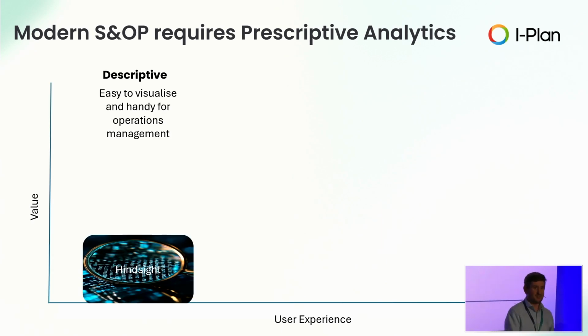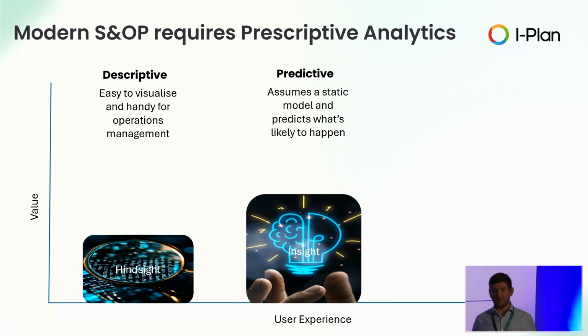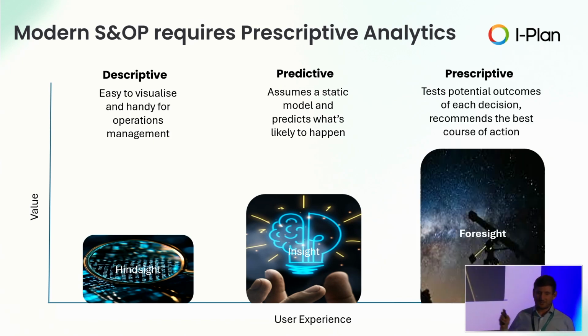Descriptive analytics we're very used to, very useful in operations management, easy to visualize, handy. They tell us what happened, hindsight. Some Excel processes, but certainly many tools out there will help us with predictive analytics. So usually assumes a static model and predicts what's likely to happen. Prescriptive analytics is all about foresight. What are my options? It tests potential outcomes of each decision that we're trying to make and then recommends the best course of action. And that's the information that we need to make decisions as a planning organization.